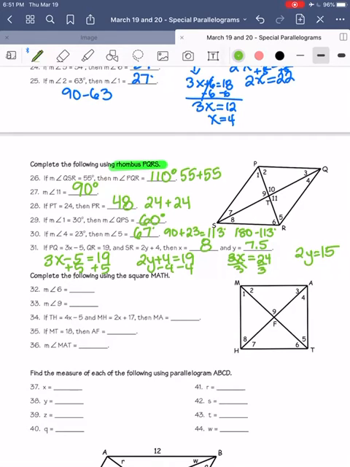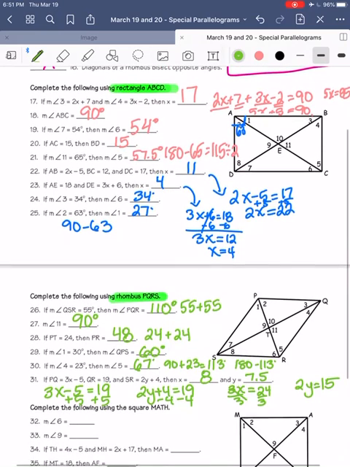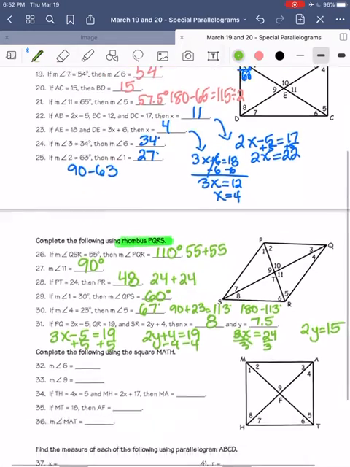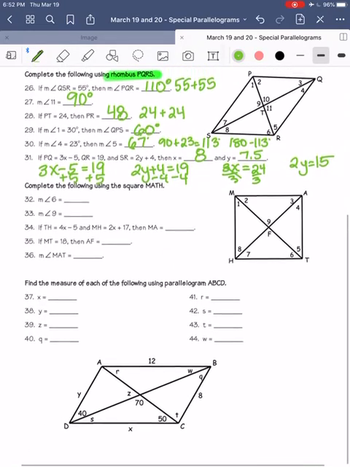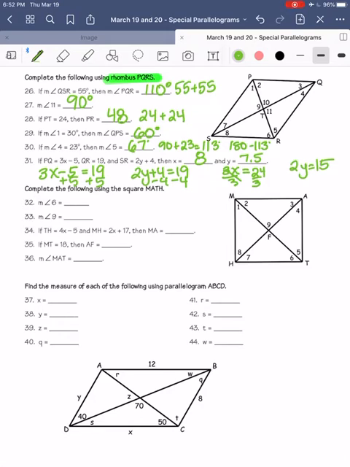Did I miss anything? I don't think so. All right, so there's your rhombus. So I feel like if your head is hurting a little bit and you're like, oh my gosh, this is too much, we've kind of made it through the hard part, in my opinion. The rectangle and the rhombus are definitely the hardest ones. The square to me is the easiest.